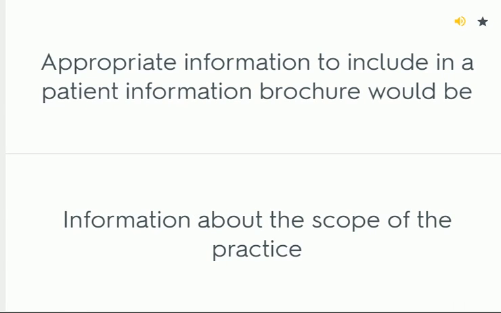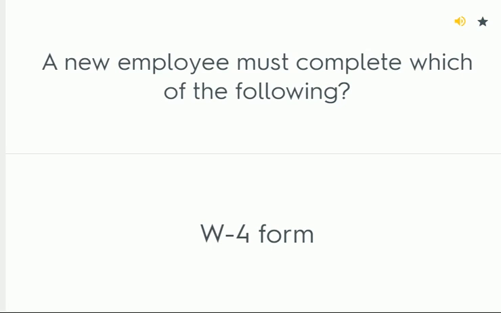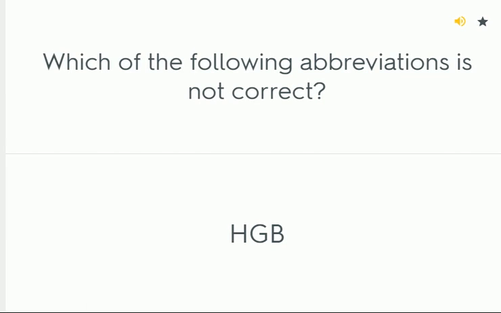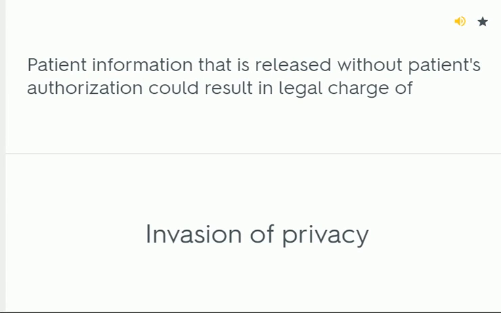Appropriate information to include in a patient information brochure would be information about the scope of the practice. A new employee must complete which of the following? W-4 form. Which of the following abbreviations is not correct? HGB. Patient information that is released without the patient's authorization could result in a legal charge of invasion of privacy.